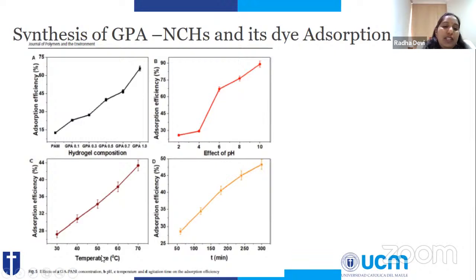Similarly, we also played with other parameters like the temperature. We studied the adsorption at 30 degrees up to 70 degrees centigrade. With the increase of the temperature, the adsorption efficiency was also increasing, and a maximum of 45% was achieved at 70 degrees centigrade. Similarly, with time, the adsorption efficiency was also increasing, but it was shown up to 50% only.